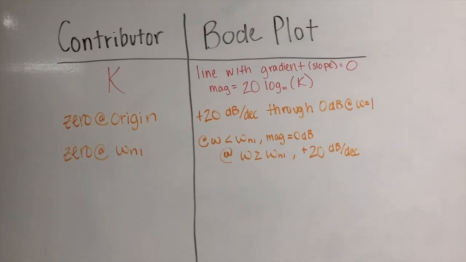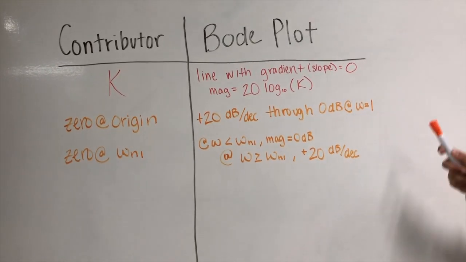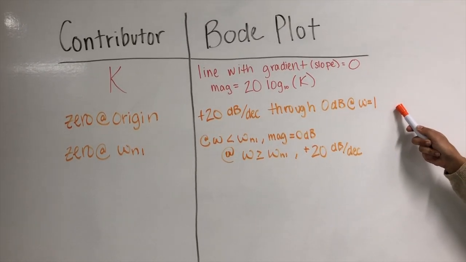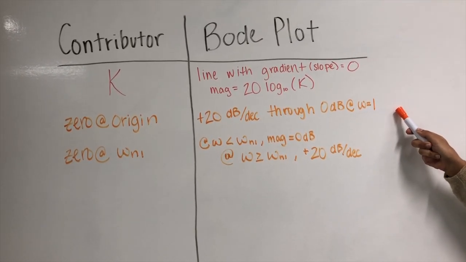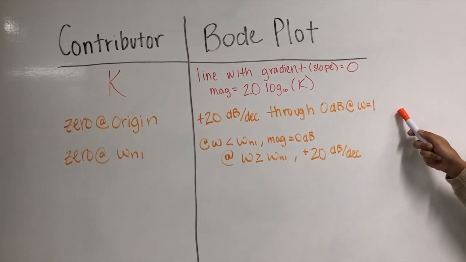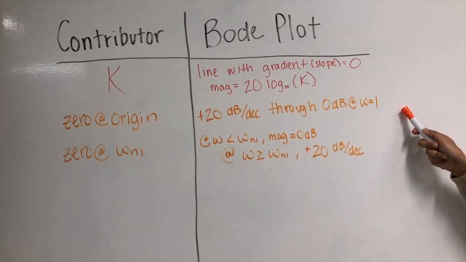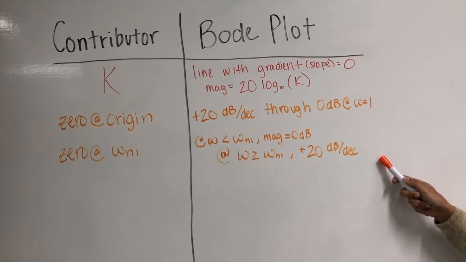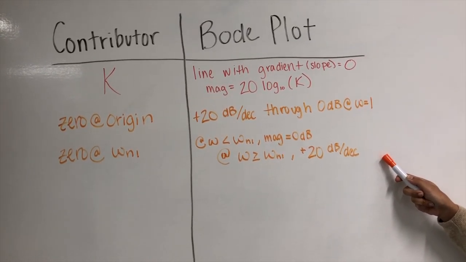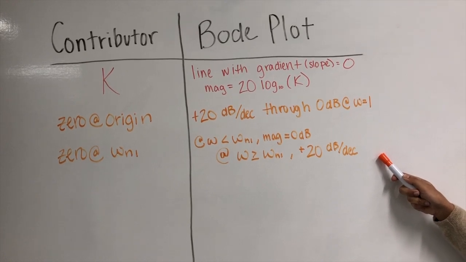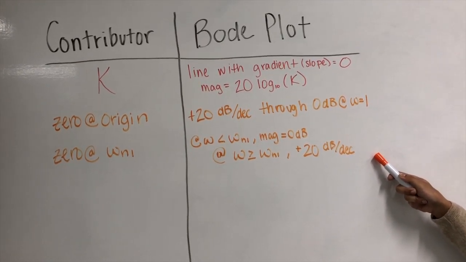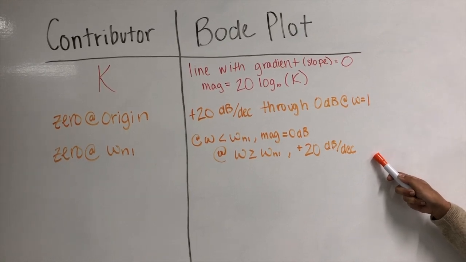We have two different kinds of zeros, the zero at the origin and the zero at frequency WN1. For the zero at the origin, it has a gradient of plus 20 decibels per decade and passes through the 0 decibel point at frequency 1. For the zero at WN1, it will have a magnitude and gradient of 0 if the frequency is less than WN1. If it's more than WN1, it will have a gradient of plus 20 decibels per decade.